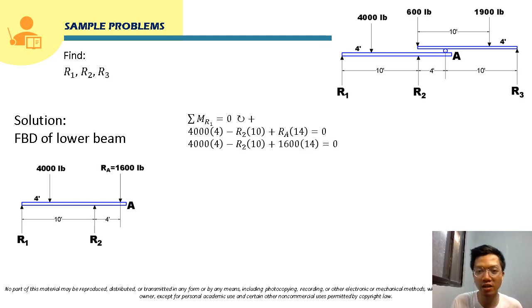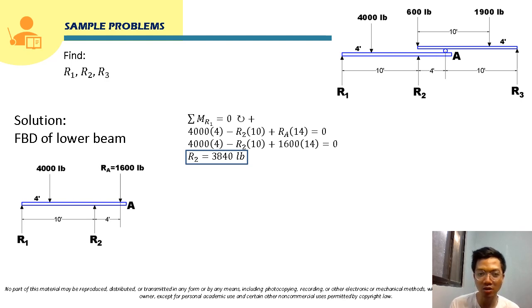So again, RA is already 1,600. Solving for R2, that will just be 4,000 times 4 plus 1,600 times 14. So we transpose negative R2 times 10 to the other side, so it will become positive R2 times 10. No? So this will be divided by 10 to solve for R2. So this is divided by 10. So this will be 3,840 pound. Okay, in this case, this will already be the answer, no? We are asked to solve here for R2 as well. So you can box that now.